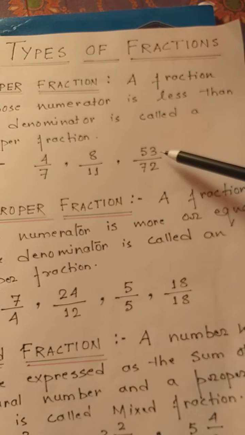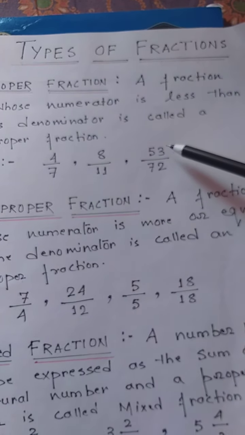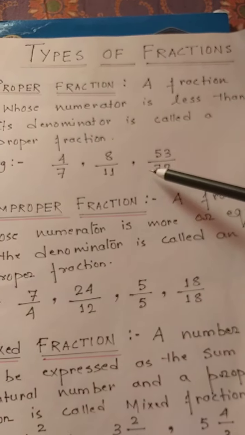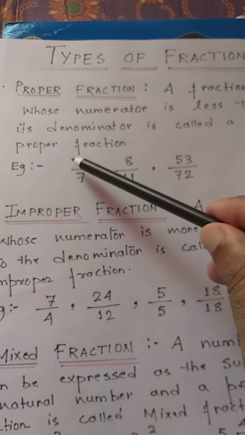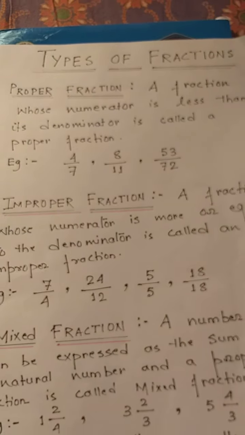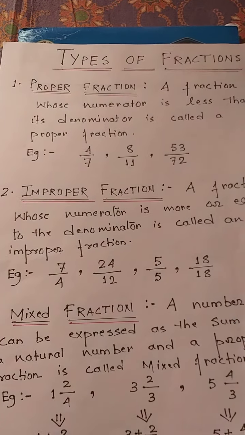Now what about this 53 by 72? Now 53 is also less than 72. So these are all examples of proper fractions. Now what is an improper fraction? Just the opposite of a proper fraction.